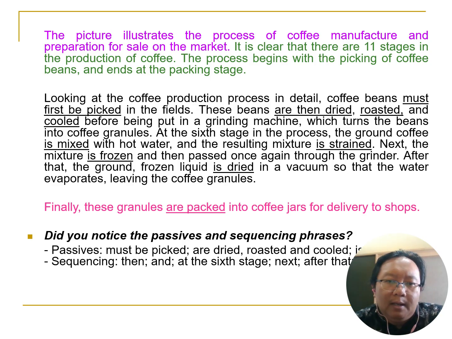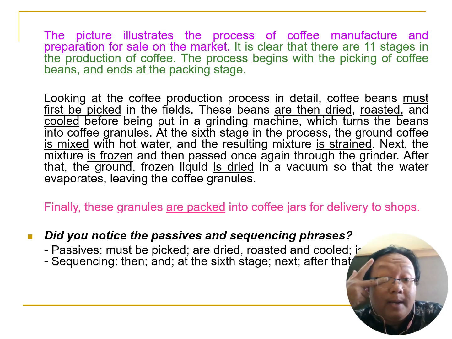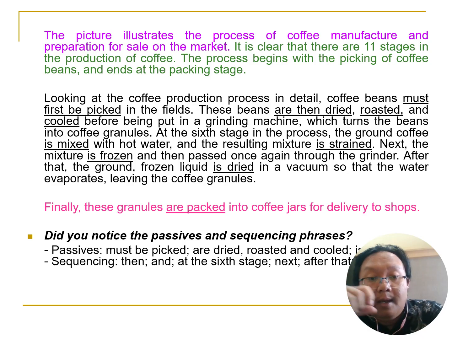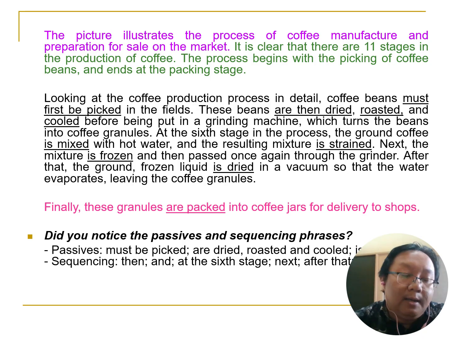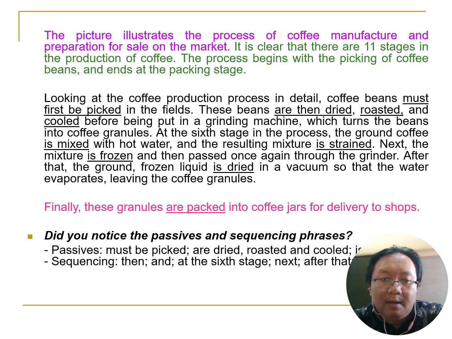The picture illustrates the process of coffee manufacture and production and preparation for sale in the market. So you can see, you mention how many stages. It is clear there are 11 stages in the production of the coffee. The process begins with the picking of coffee beans and ends with the packing stage, and then moves on to the body. Looking at the coffee production process in detail, coffee beans must first be picked in the field.